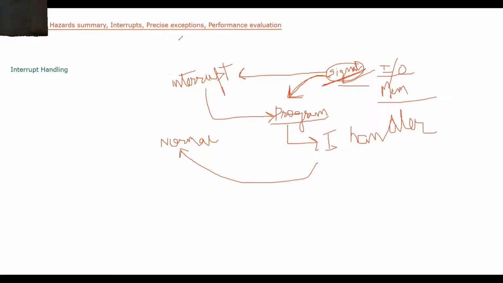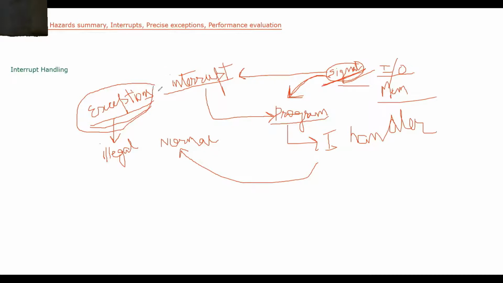Now, as I said in the discussion, we have interrupts, and another term that is used is exceptions. What is an exception? An exception is basically an unwanted signal that is generated by a program when we are trying to do some illegal operation. When our program is trying to do an illegal operation, then a signal will be generated. That particular signal is called an exception.